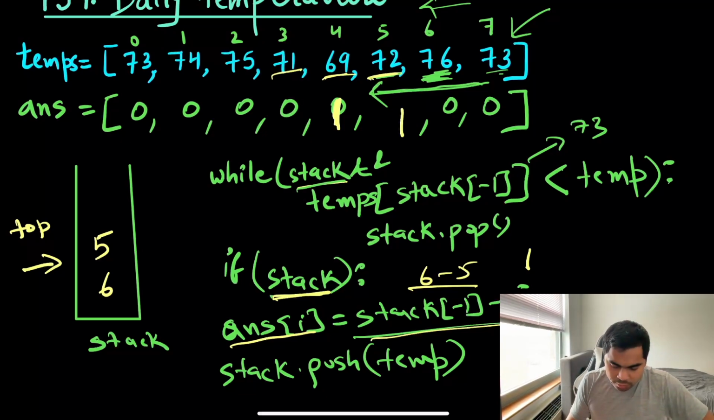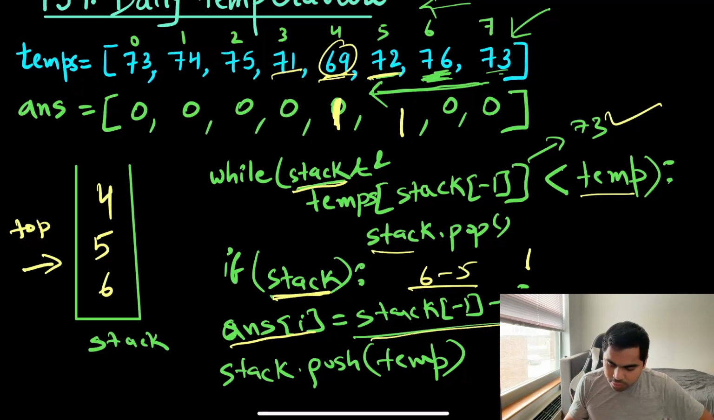For 71, we will check the top of the stack. It is not empty, and we must have pushed 69, or let's just push the index. The temperature on the top, which is the 4th index, 69, is actually smaller than the current temperature, so this condition is satisfied. So I'll pop this index from the stack, and then 72 is not smaller, so we'll come here. The stack is not empty. Now the index on the top is 5, minus 3, so this will be 5 minus 3. I'm calculating for this.